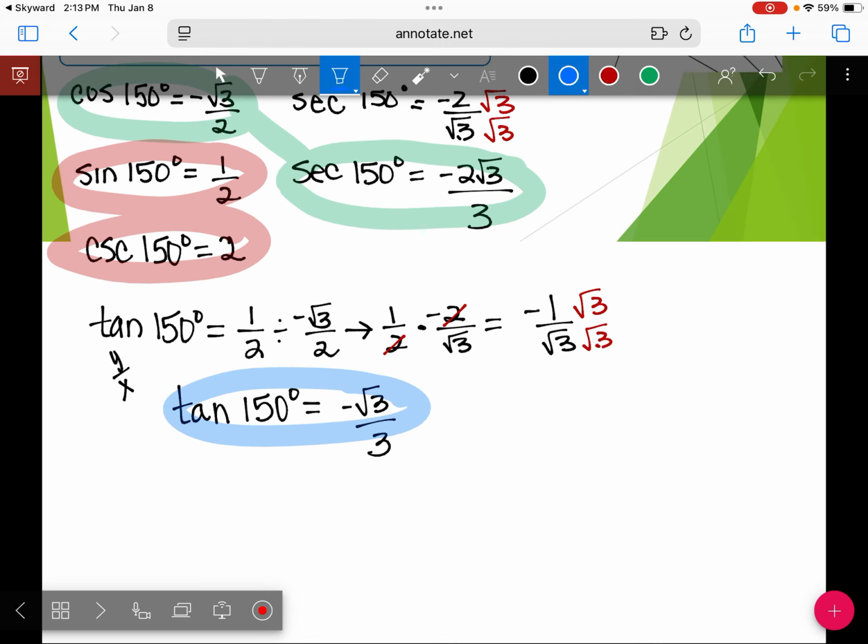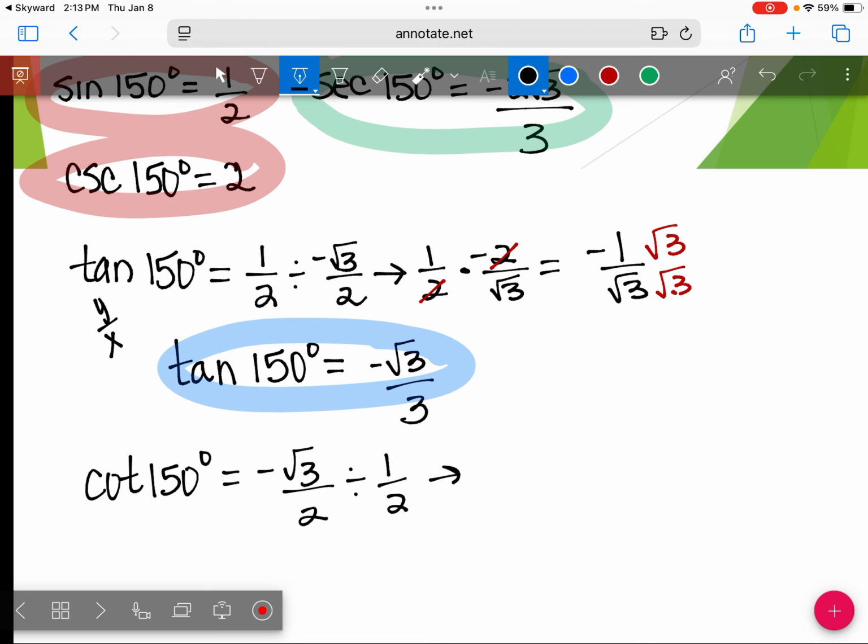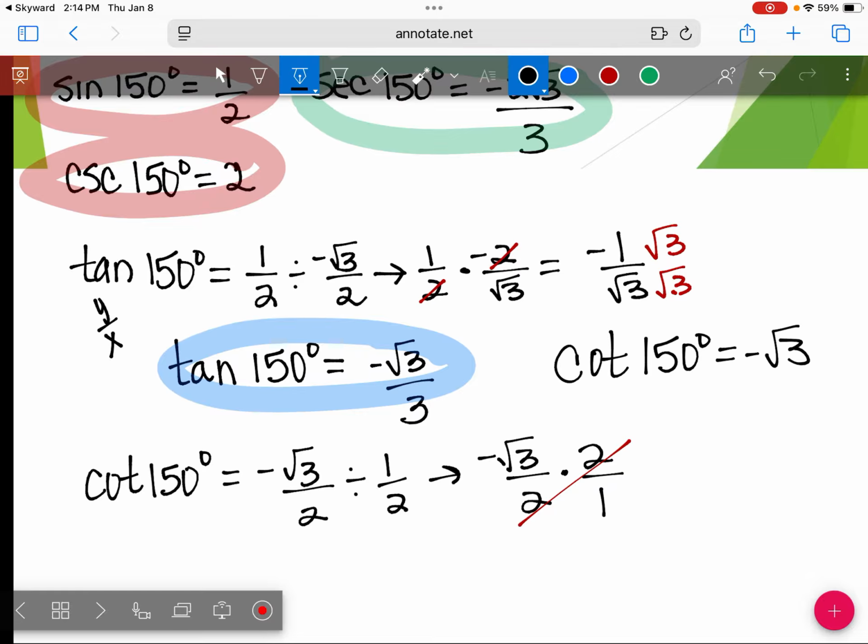All right, let's do the cotangent. Cotangent is x divided by y. So that would be negative root 3 over 2 divided by 1/2. Keep, change, flip. This goes away. And all you have left is negative root 3. So the cotangent of 150 degrees is negative square root of 3. And that is all 6.